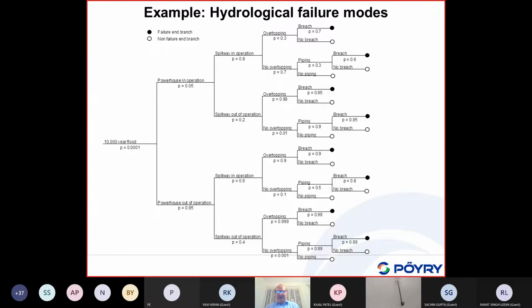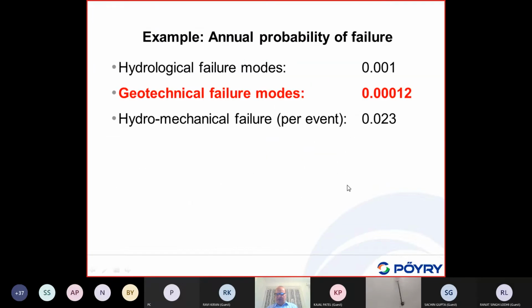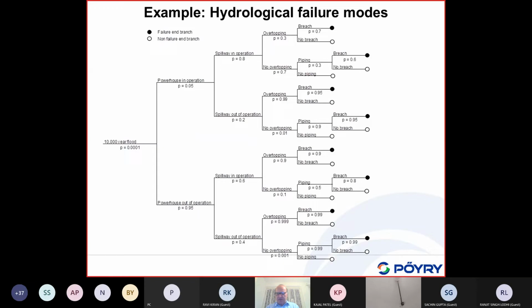In addition, we have hydrological failure modes. I must say, all look about the same. If you look, for example, this is also for an event. If you look into the 10,000 years flood, what occurs? We look into a powerhouse in operation, powerhouse out of operation, spillway in operation, spillway out of operation, and we have overtopping, and we could have breach. All the black dots here indicate scenarios where we will have overtopping. Overtopping of the embankment dams on the side means basically breach of these dams. So if you look at the probability of failure due to a 10,000 year event, you would have to sum up all these resulting probabilities of failure.